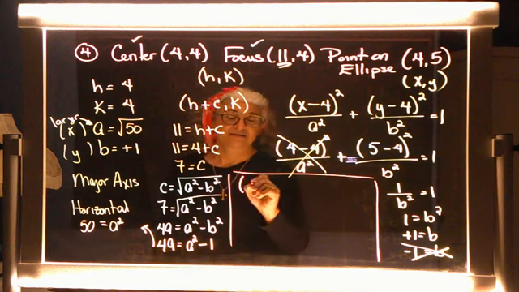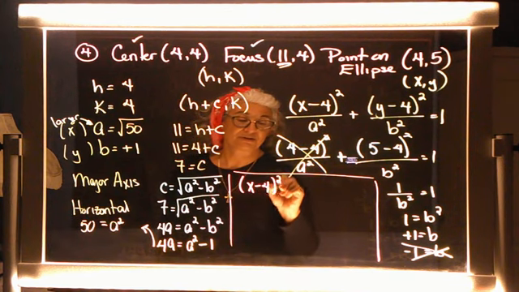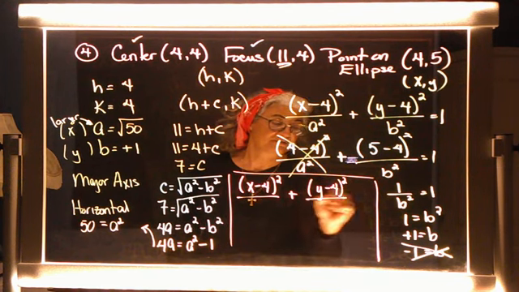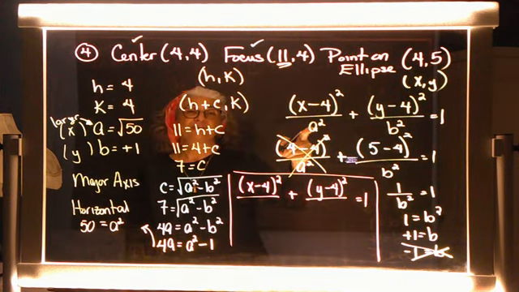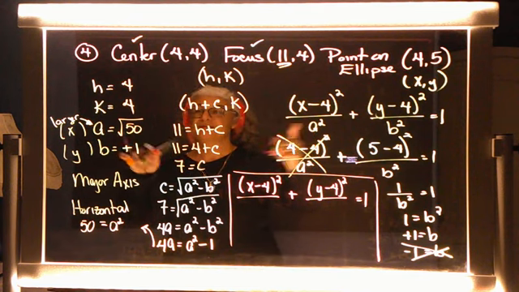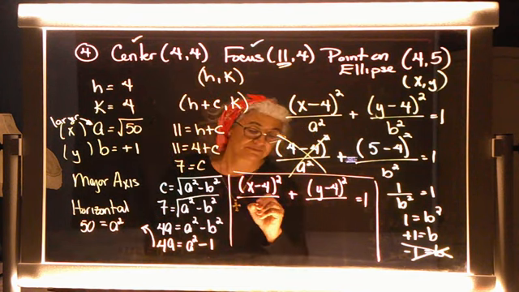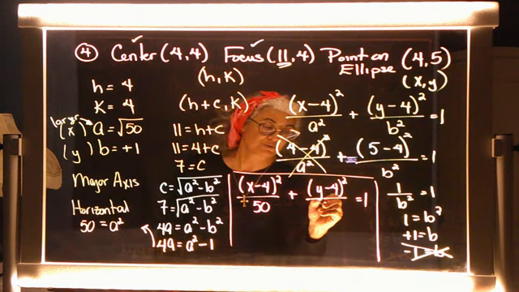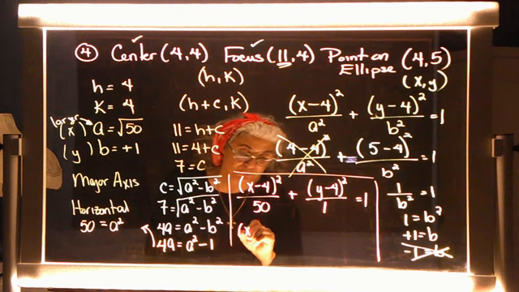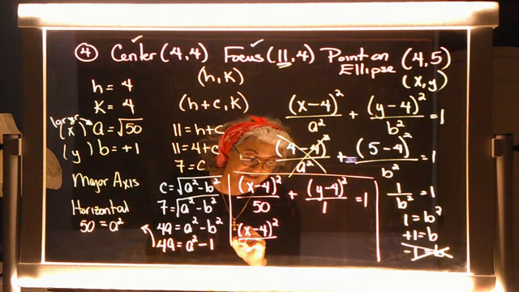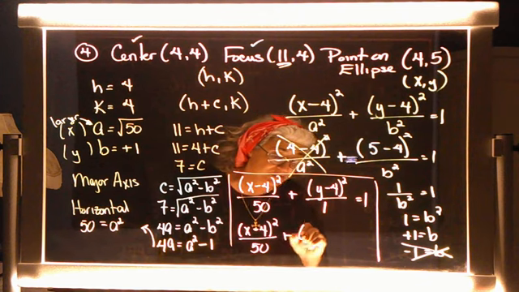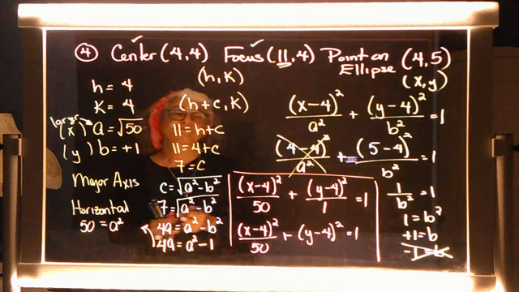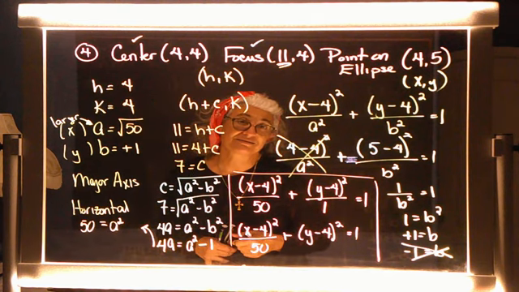Just like we started. X minus 4 squared. And then Y minus 4 squared. Right? Well, what's your A squared now? Yeah, A squared is 50. What is your B squared? Yeah, that's 1. Or the way they will write this, because anything divided by 1 is just itself, they will simply write it this way without putting the 1 under the Y. Does this make sense? Okay, hang in there.